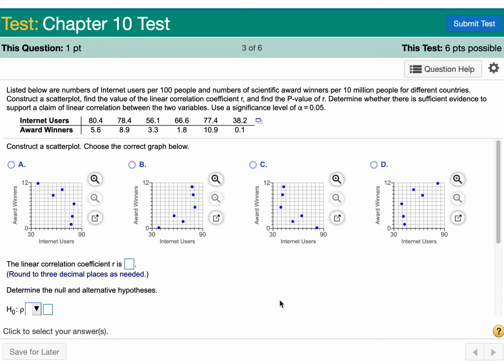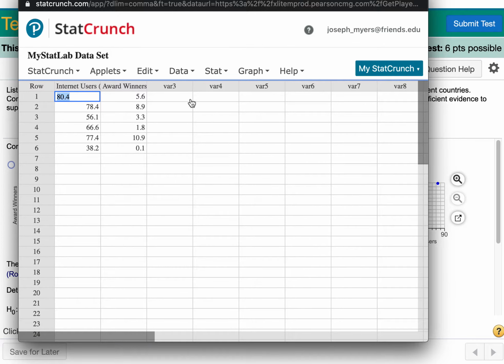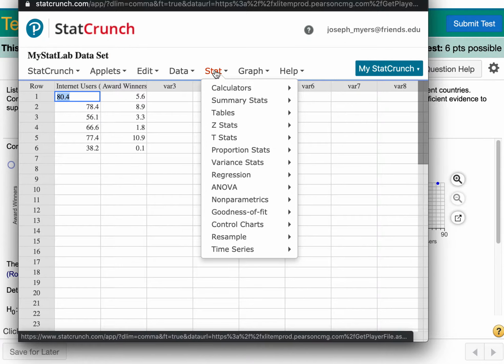And then now we get to a problem with some data. So we're going to click on this icon. We're going to choose Open in StatCrunch. And then we're going to do Stat as usual. So one of the important things in statistics is knowing what kind of a problem it is. So we're doing a regression problem. That's how you can find what to do on the software.